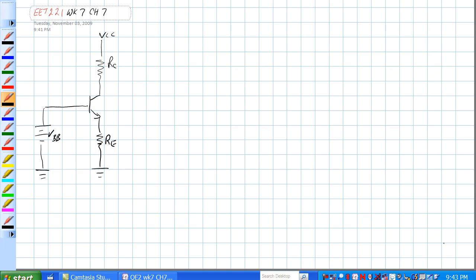I want to show you an interesting circuit here. We have an RC and we have an RE now. And on the base, we have it biased at some DC voltage here. The problem is how to look at this transistor. We know that we have a 0.7 volt drop because of the base-emitter junction.